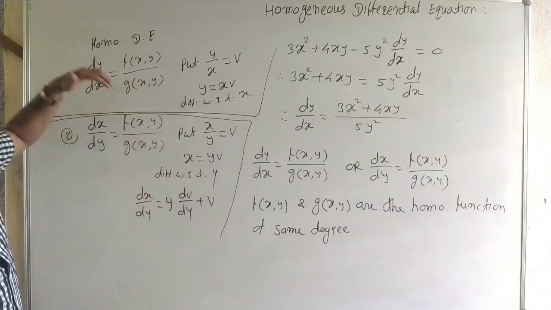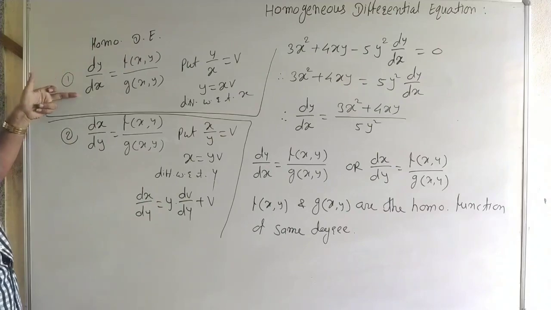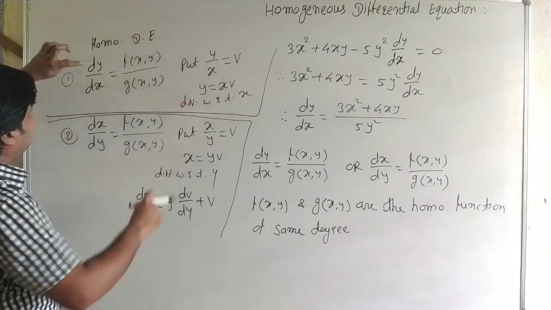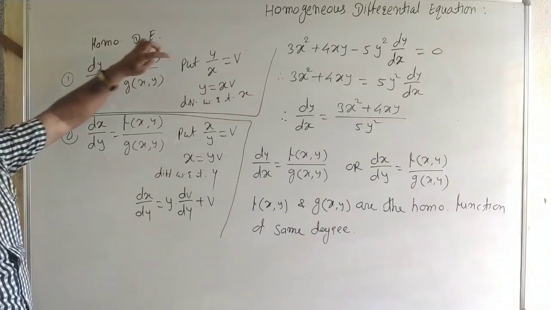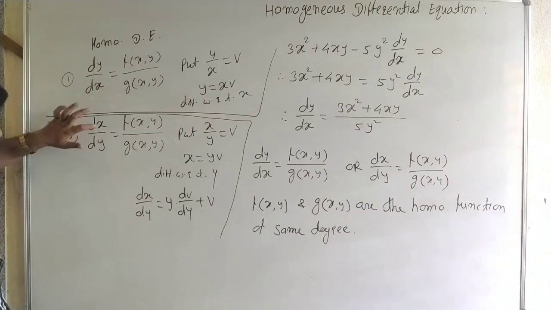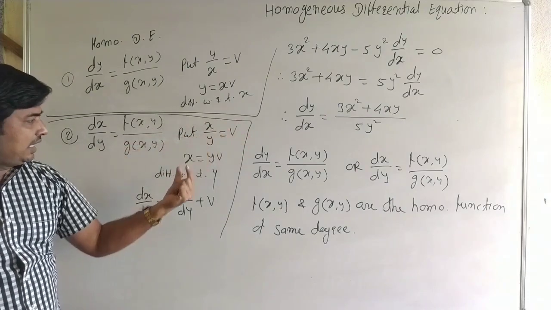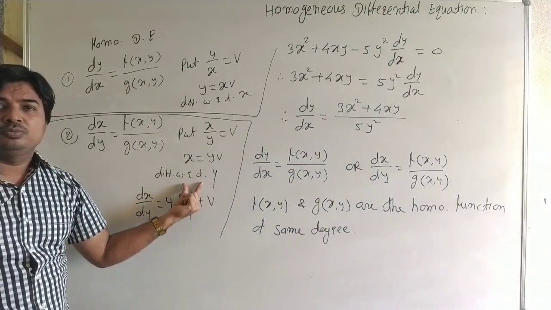Okay, these are the two methods. When we write the homogeneous differential equation in the form of dy by dx, we put y by x equal to v. When we write the differential equation in the form of dx by dy, then we put x by y equal to v, and then differentiate with respect to y.